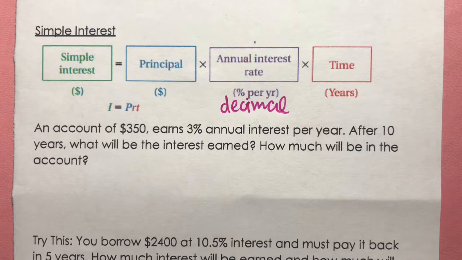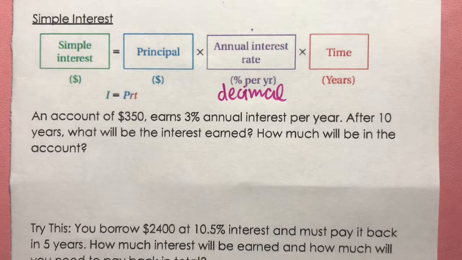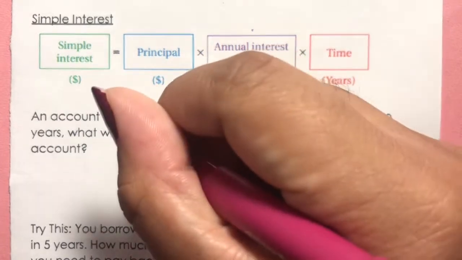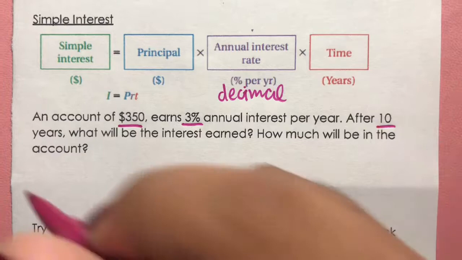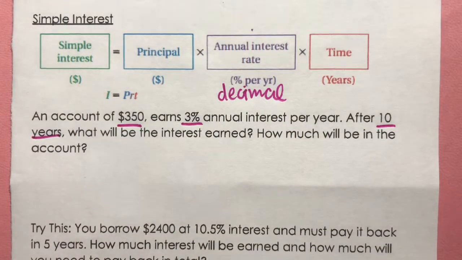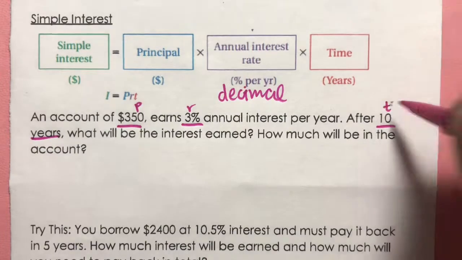Okay, so in this case, an account of $350 earns 3% annual interest per year. After 10 years, what will be the interest earned? How much will be in the account? So we need to figure out what the interest will be after 10 years. We found our principal, we found our annual interest rate, and we found our time.